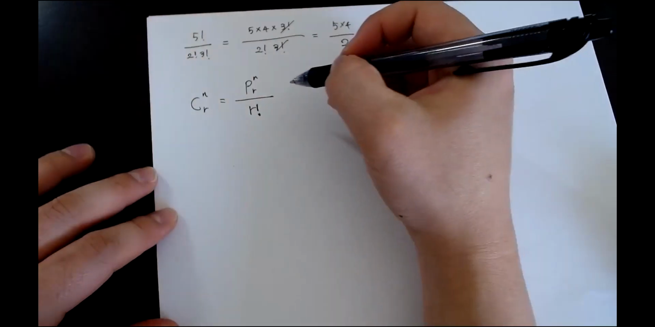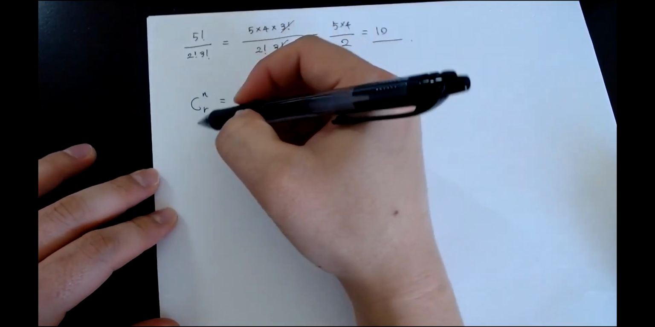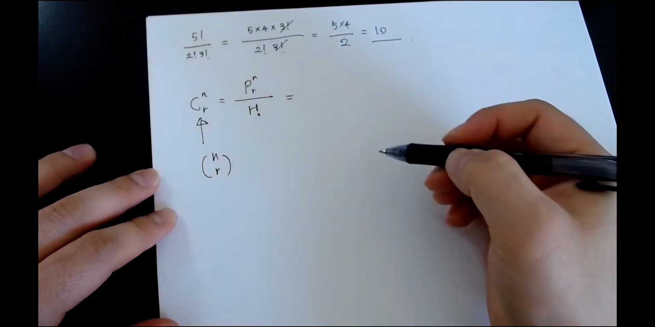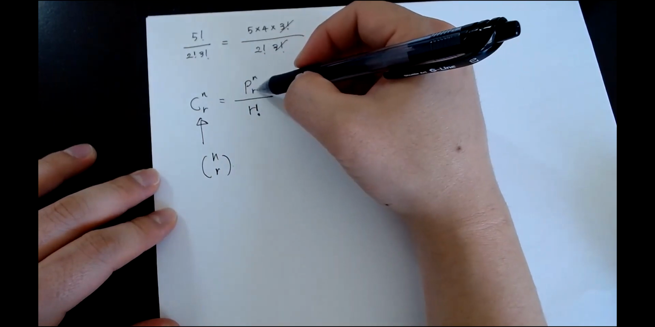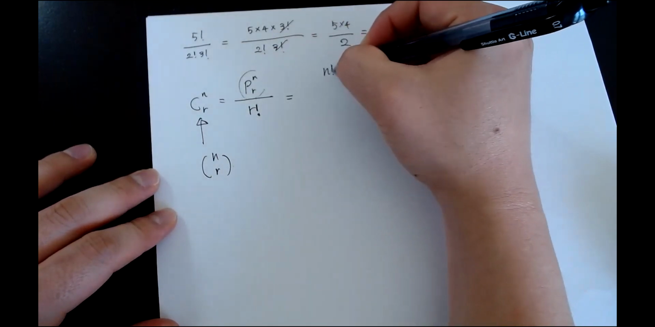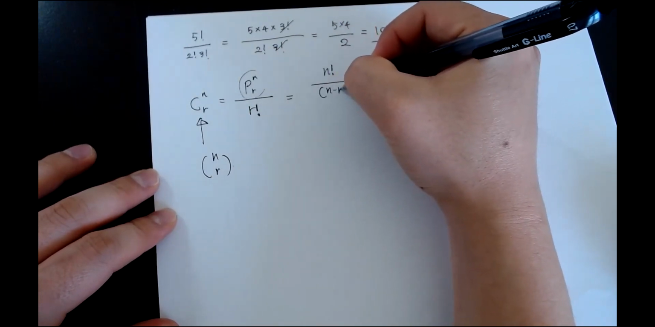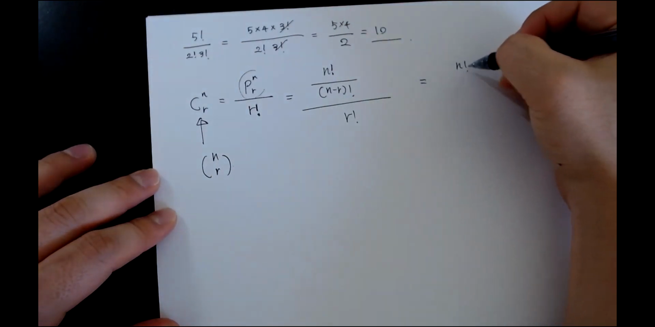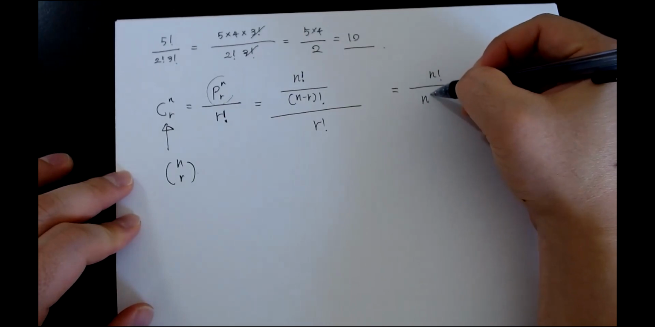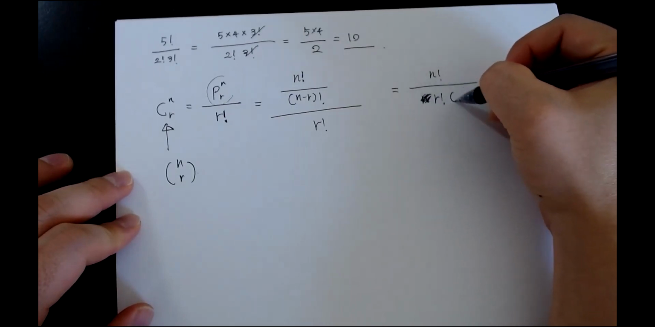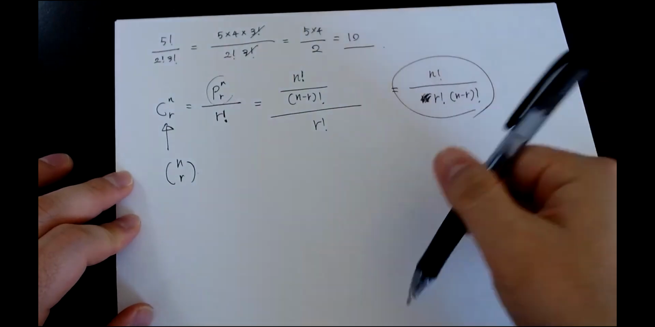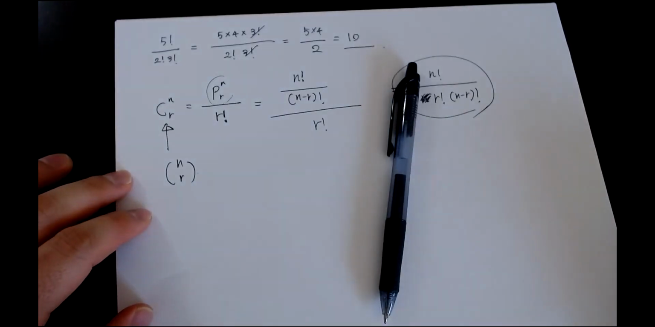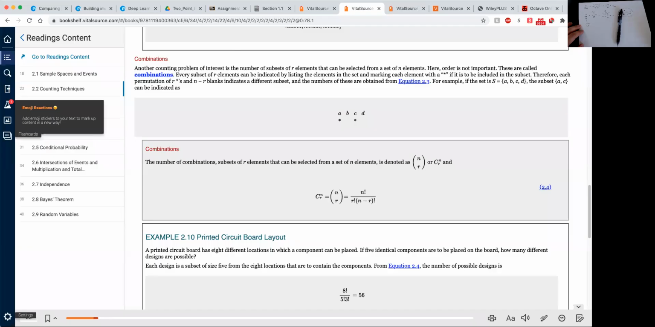By the way, the notation of this one is n choose r, or sometimes you use this one. It's nothing but, what's the formula of nPr? It is n factorial divided by n minus r factorial, right? And then divided by r factorial. So this is equal to n factorial divided by r factorial times n minus r factorial. That's the formula we got.